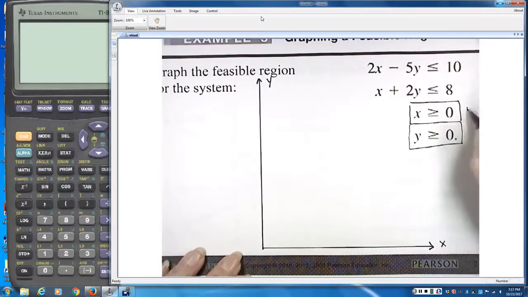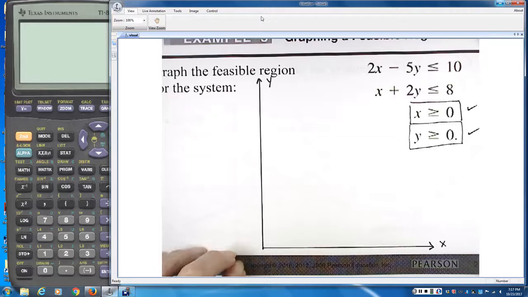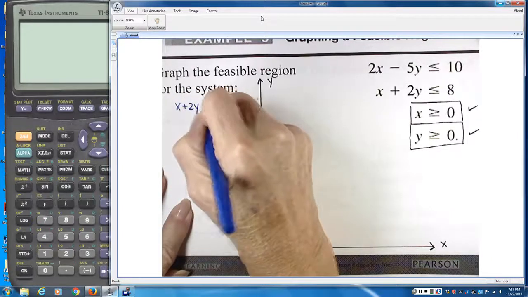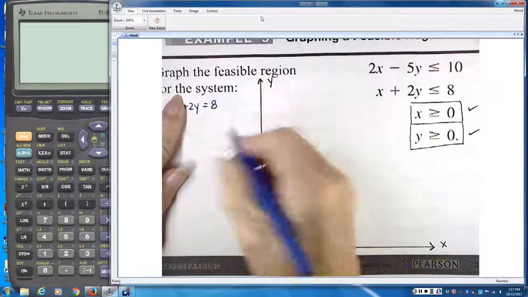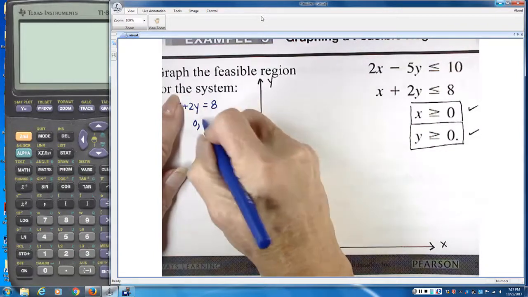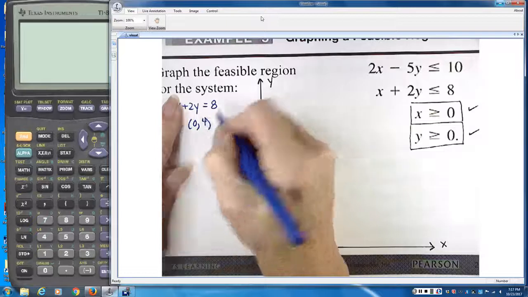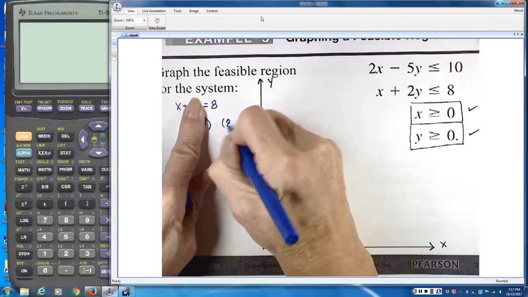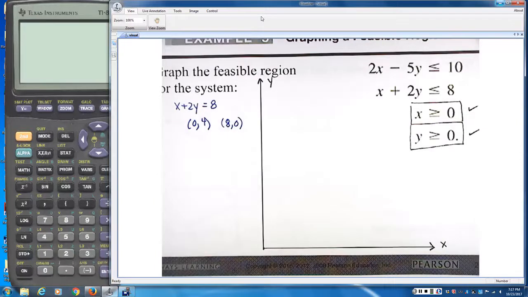So we've already taken care of both that and that. We don't even need to draw the other quadrants. They're not included in our solution. Now looking at x plus 2y is equal to or less than 8. If x is 0, y is going to be 8 divided by 2 is 4. If y is 0, x is going to be 8. So I've got my 2 points.